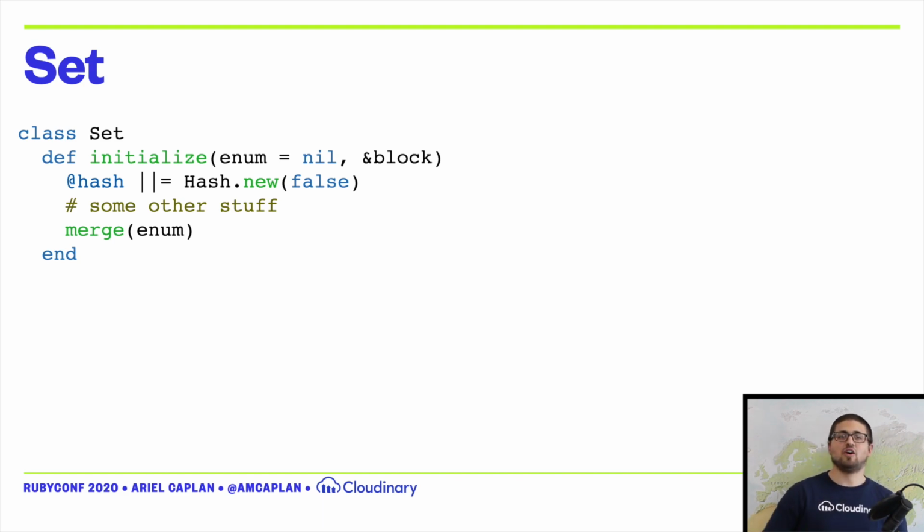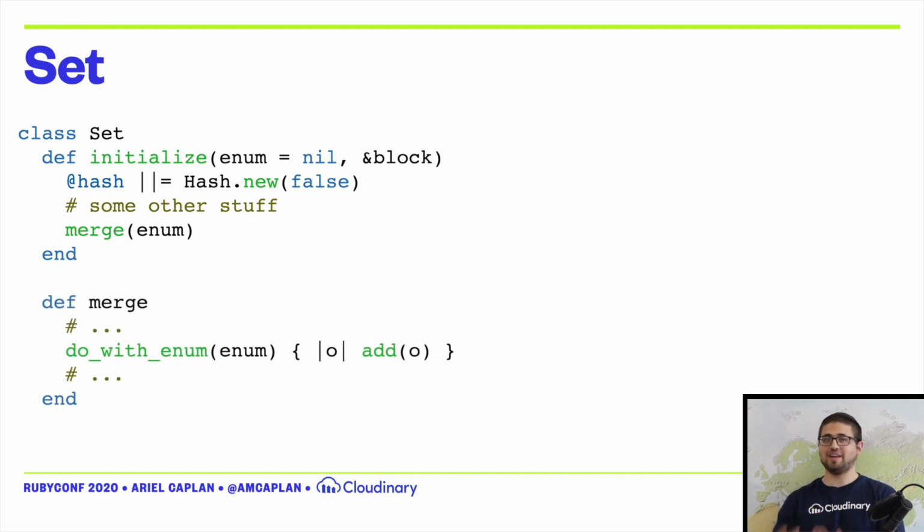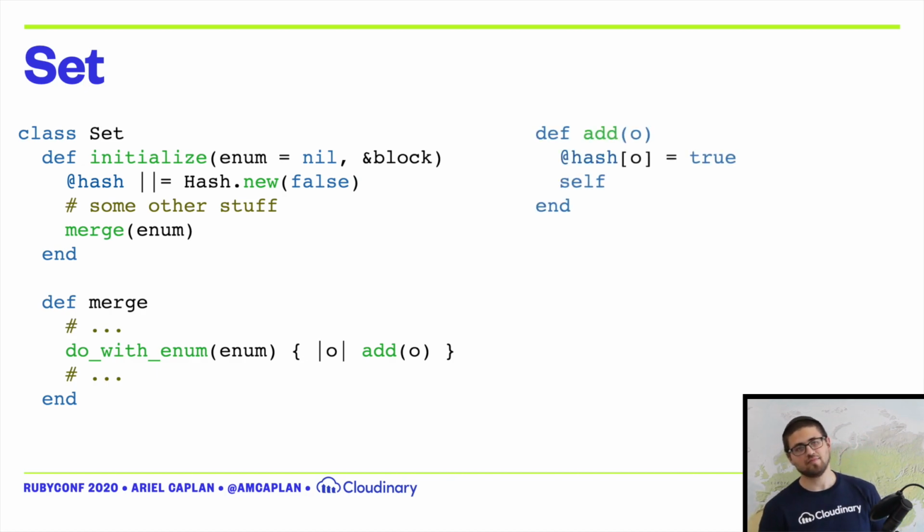We then merge in our array, which just means iterating over our array and doing the add operation. And all add does is it sets a key value pair inside of our hash. So whatever object we're adding is going to be set as the key, and the corresponding value will be the Boolean value true.